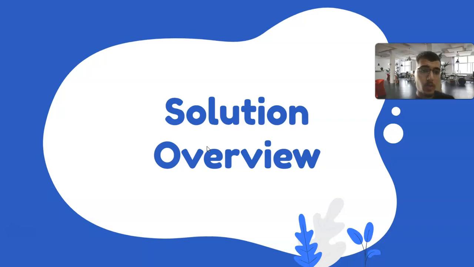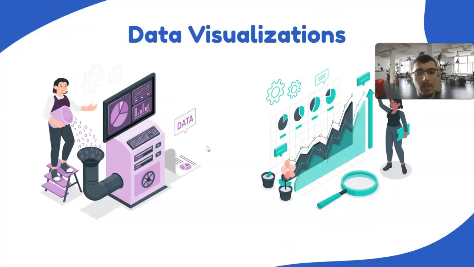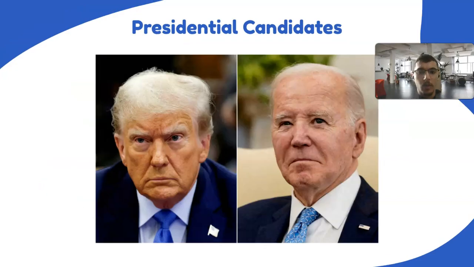The solution is to use what we call data visualizations. Data visualizations are representations of data that provide a format to simplify complex and raw data into an understandable manner that can be understood by users. This project will focus on two candidates, Joe Biden and Donald Trump, who represent their respective political parties, the Republican Party and the Democratic Party.